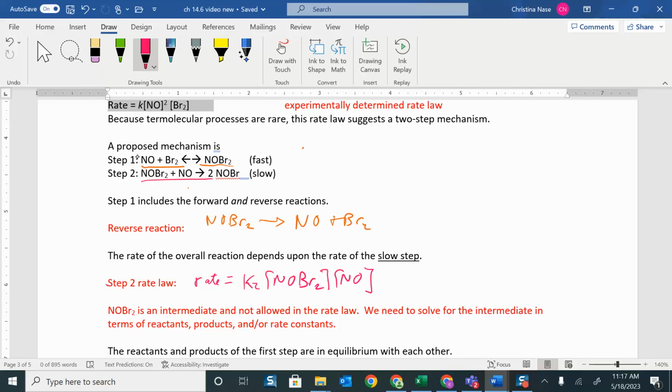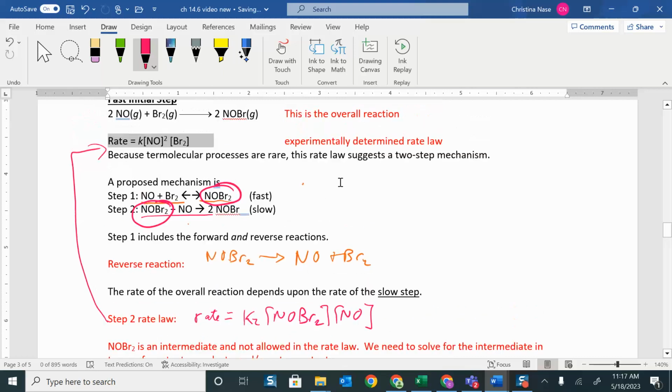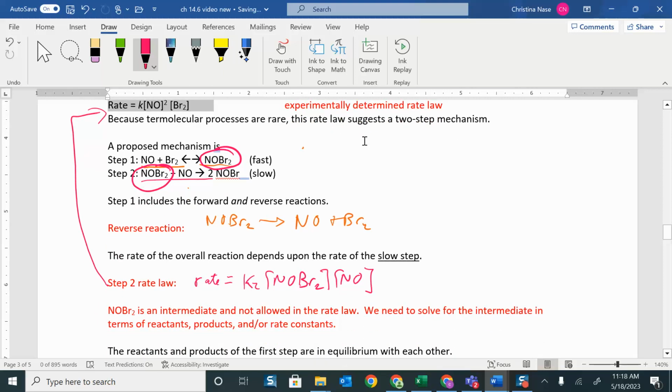Now, it would be great if I could just stop right there. But you'll see that this does not match the experimental rate law, because NOBr2 is an intermediate. It's made in one step and used up in another, and we can't have intermediates in our experimentally determined rate law. It's not going to work. We can only have reactants. You can have some products. You can have a rate constant in there, but you can't have an intermediate. So now the tricky part is that we need to solve for that intermediate in terms of things that we're allowed to have in that rate law.